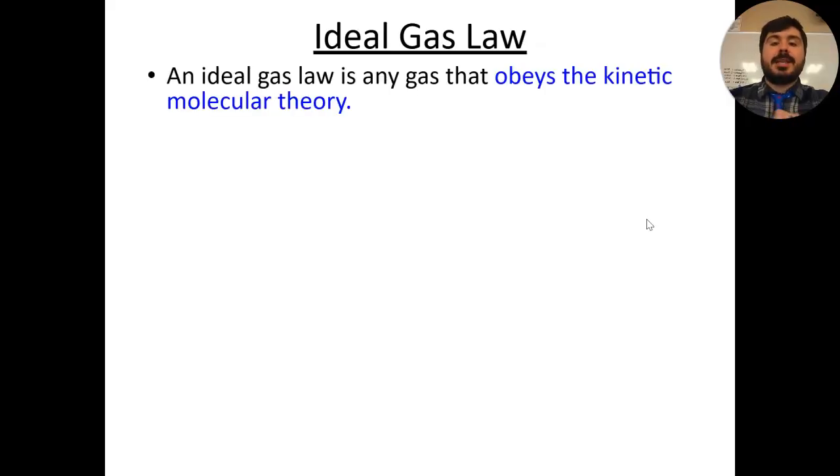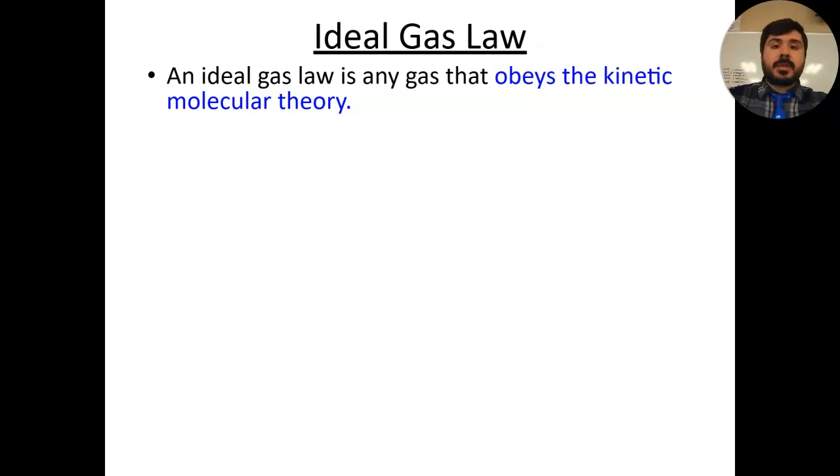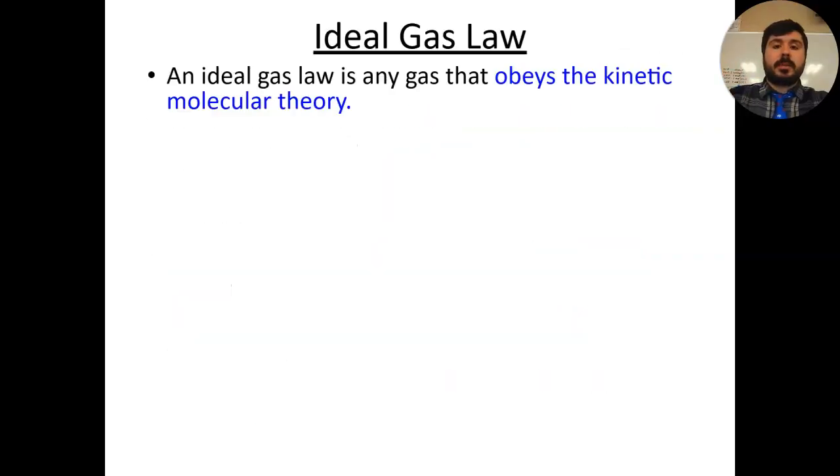An ideal gas is any gas that obeys the kinetic molecular theory, right? So we utilize this ideal gas law. Gases behave like an ideal gas if they obey all of these different things of the kinetic molecular theory, right? As long as they are moving in random straight line motion, their volume is negligible, their gas molecules are not going to attract each other, and their collisions are elastic and transfer energy between the particles, that's going to be consistent with following all the measures of kinetic molecular theory. And if a gas follows all of these rules, it's going to behave and be labeled as an ideal gas.